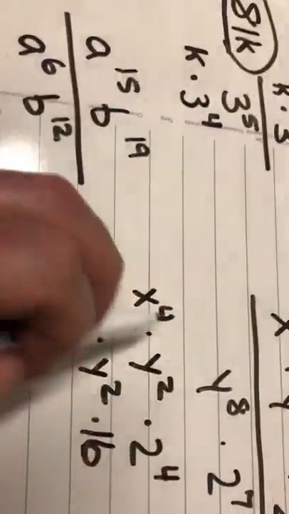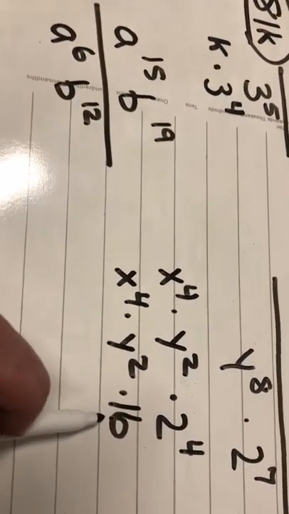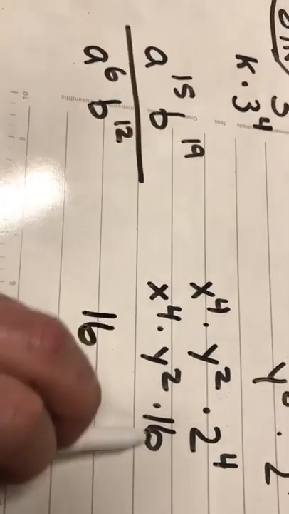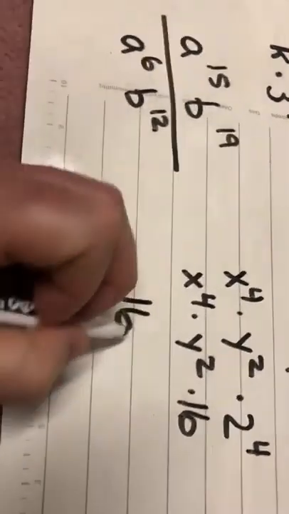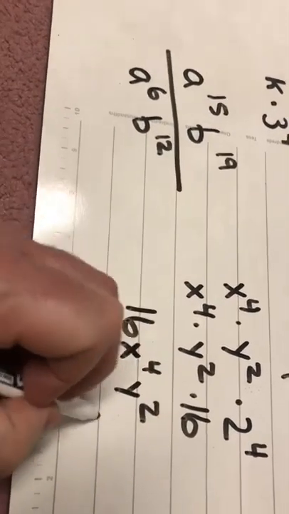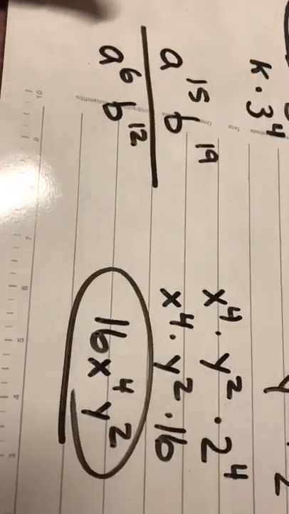Now you probably don't need to list all this. You're always going to put the number first. So 16 is going to be first. And exponents I like to put in alphabetical order. So this is going to be 16, x to the power of 4, y to the power of 2. And I will move on from there.